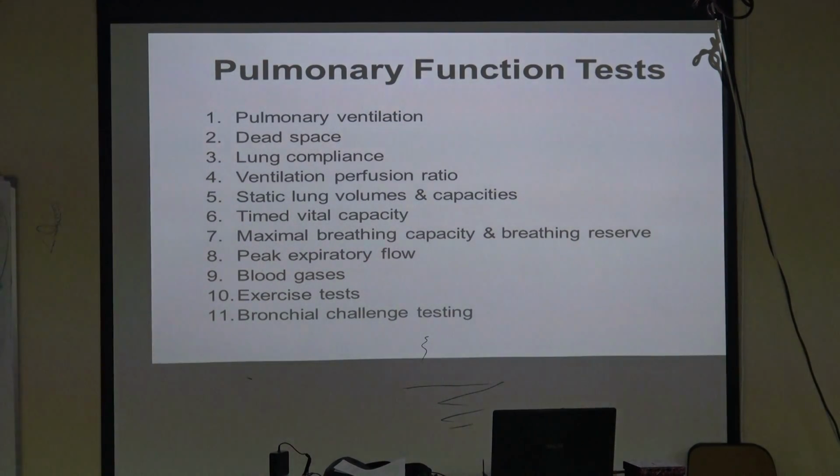Pulmonary ventilation checking, dead space air measurement, how much is dead space. Checking the compliance of the lungs, lung compliance check. Ventilation perfusion ratio, the next lecture is about that very interesting issue. How much ventilation is going in the lung and how much perfusion and blood flow is going on, and are they matching with each other or not? We'll talk about that. Lung volumes and capacities that we are discussing, their measurement with the spirometry.